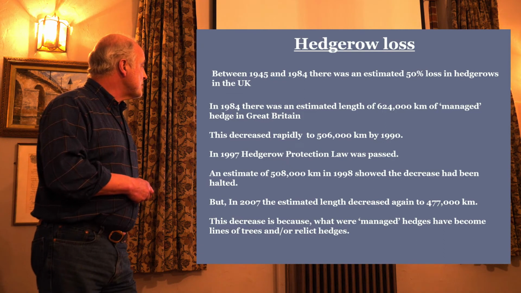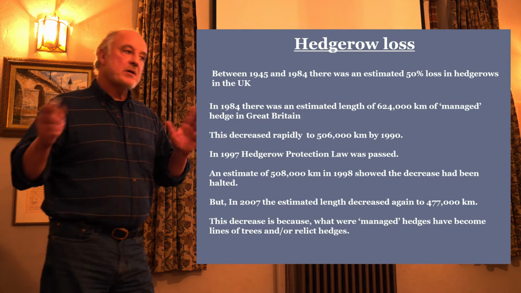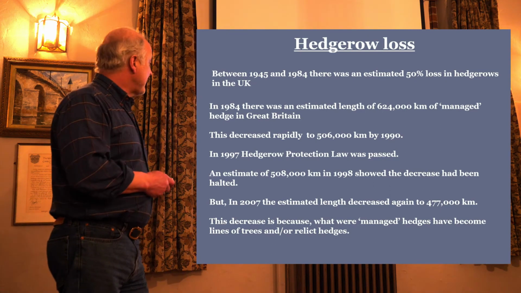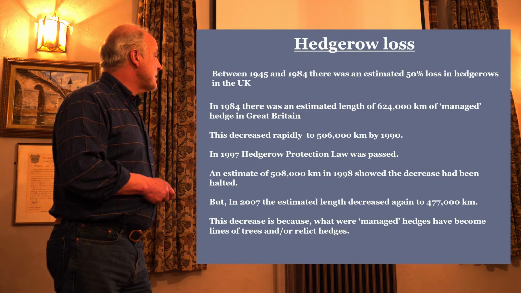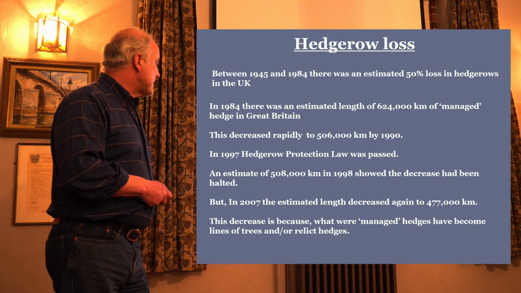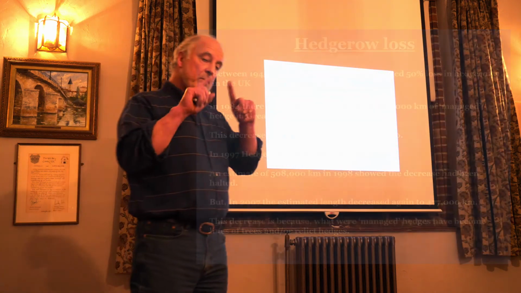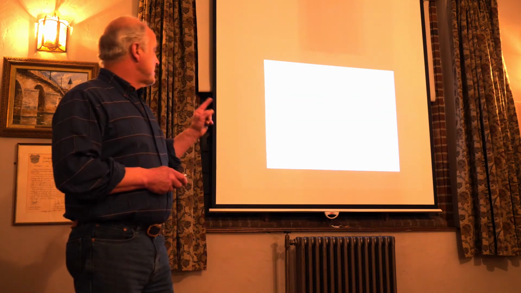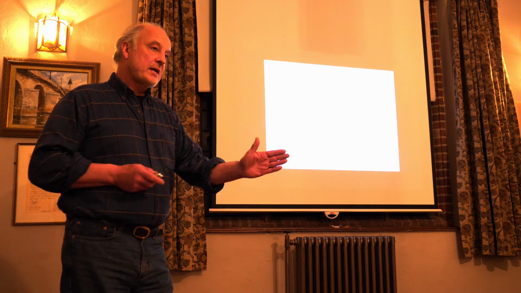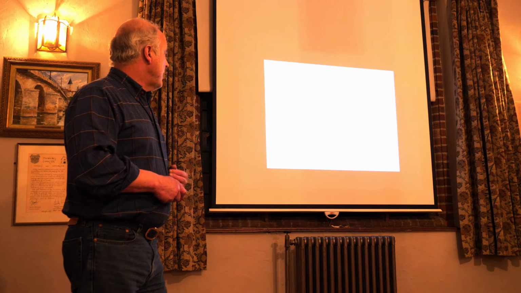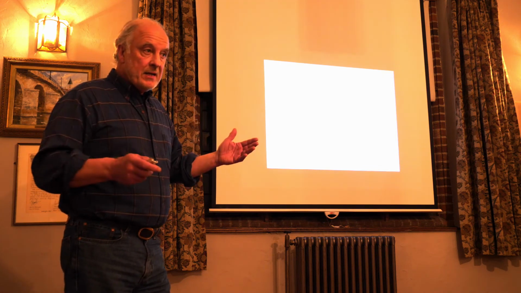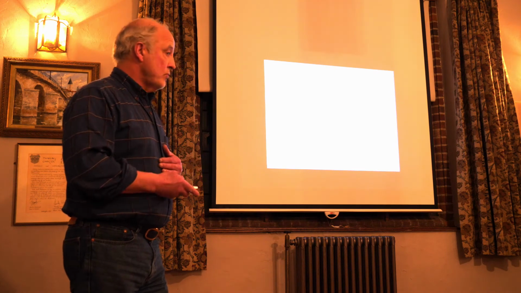But in the last Countryside Survey, which used to take place every 10 years, looking at absolutely everything in the countryside, the hedgerows had dropped again to 477,000 kilometres. I think the main reason for this is, don't forget, we're looking at what we call managed hedges. The ones that are neglected have turned into lines of trees and are no longer counted as hedges. And the over-trimmed hedges have become relict hedges. They become so gappy that they're not actually registered as hedges.